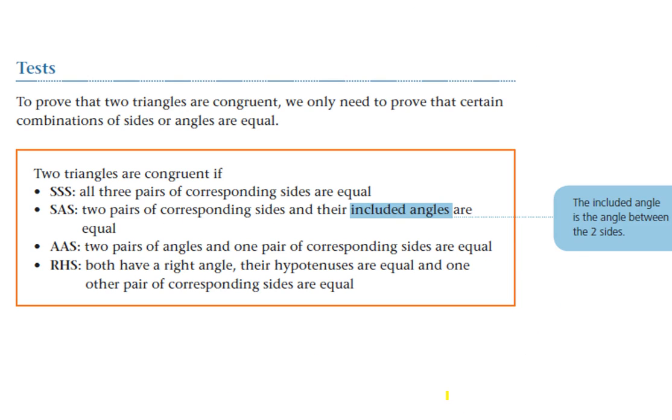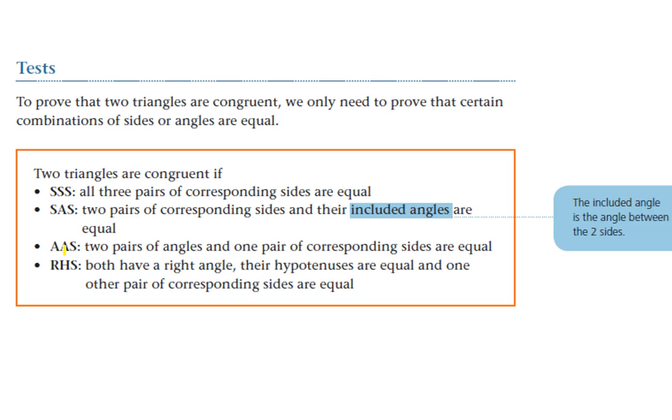This slide talks about the tests to show that triangles are congruent. Now it can be distilled down to four conditions. They are side, side, side. So in other words, all three pairs of corresponding sides are equal. Side, angle, side. That's two pairs of corresponding sides and their included angle. Now the included angle means the angle that's in between the two sides.